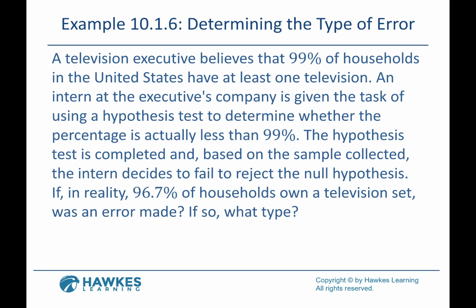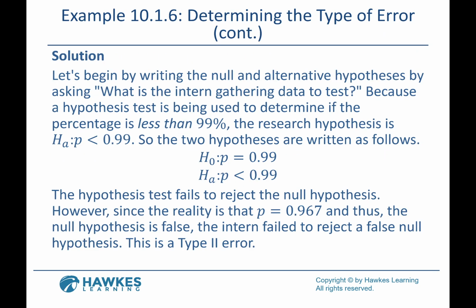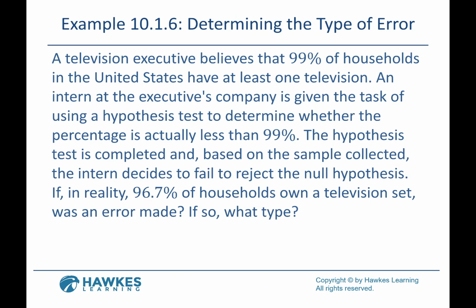We need to know those. So our alternative hypothesis, the one we're testing, is that the percentage of people that own televisions is less than 99%, or that P is less than 0.99. I didn't leave myself some room here. Sorry. That's the alternative hypothesis.